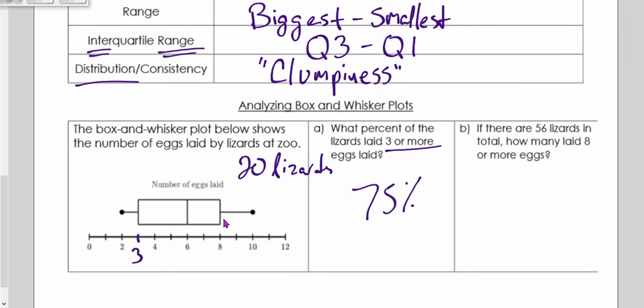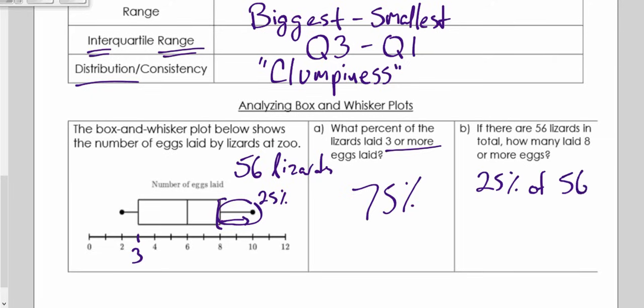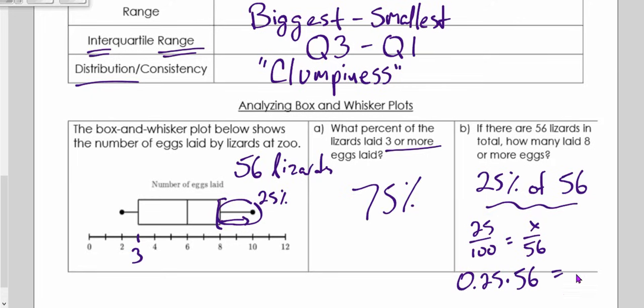All right, now if there were a total of 56 lizards, how many of them laid 8 or more eggs? So 8 is there, or more. That means we're talking about the ones in this part of the data, which is 25%. So we're looking at 25% of 56, which you could type directly into Desmos as it's written there. You could write it as a proportion, or you could change this into a decimal and multiply 0.25 times 56. Either way, that is 14 lizards. So that would mean there's 14 here, 14 here, 14 there, and 14 there to give us the total of 56 lizards.